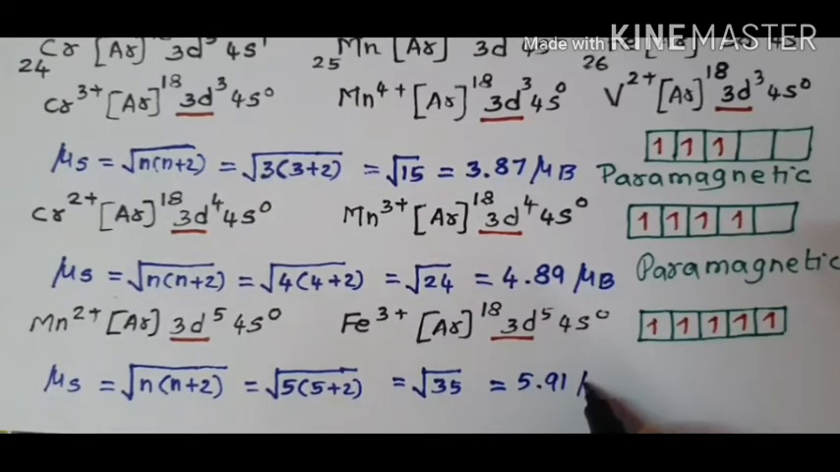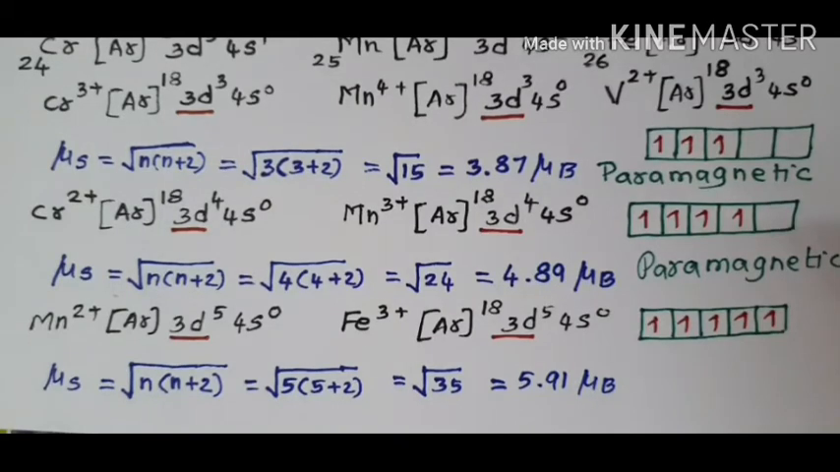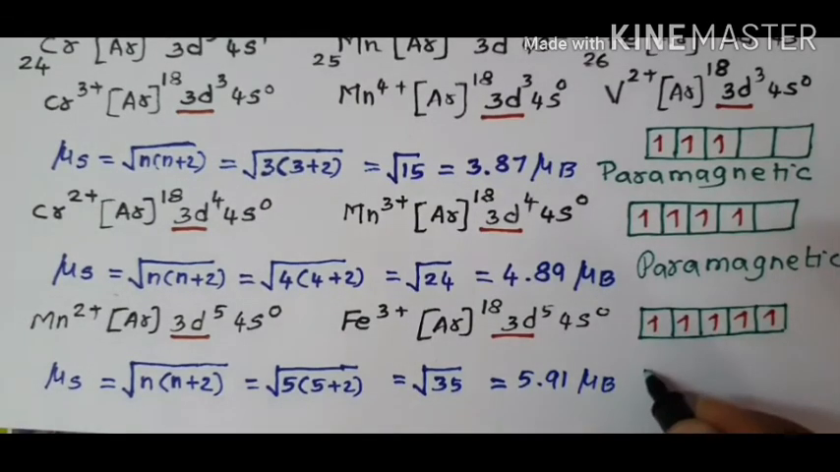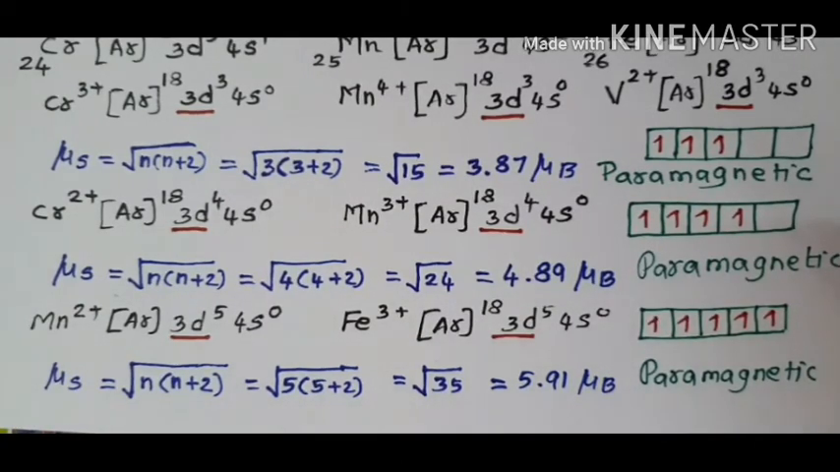Root 35 equals 5.91 Bohr magneton. Due to the presence of unpaired electrons, these two ions, Mn2 plus ion and Fe3 plus ion, are paramagnetic in nature. Correct?